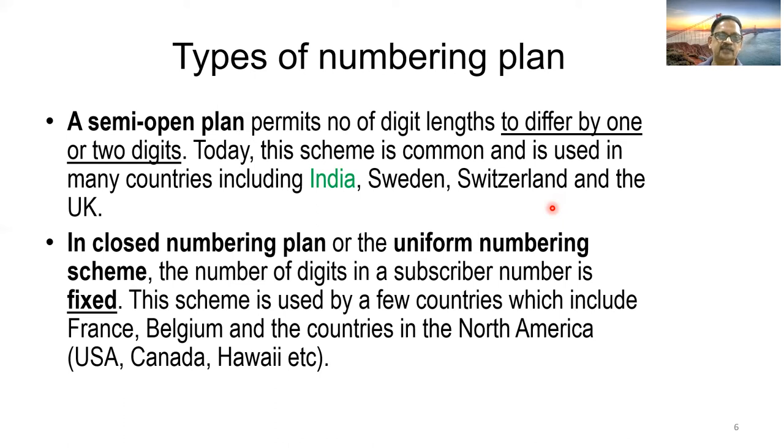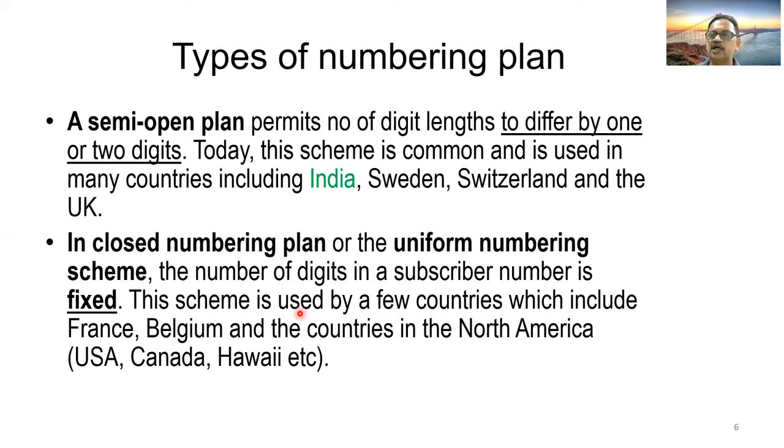In the closed numbering plan, or the uniform numbering scheme, the number of digits in a subscriber number is fixed. So in the closed or uniform numbering scheme, the number of digits for a subscriber is always fixed. Suppose it is 10, then it is 10, fixed, irrespective of the town, place, or exchange.